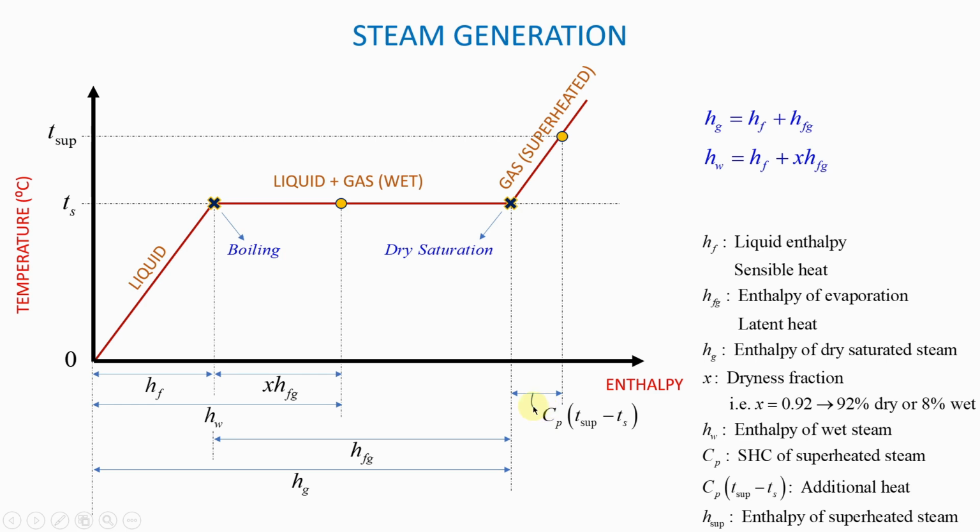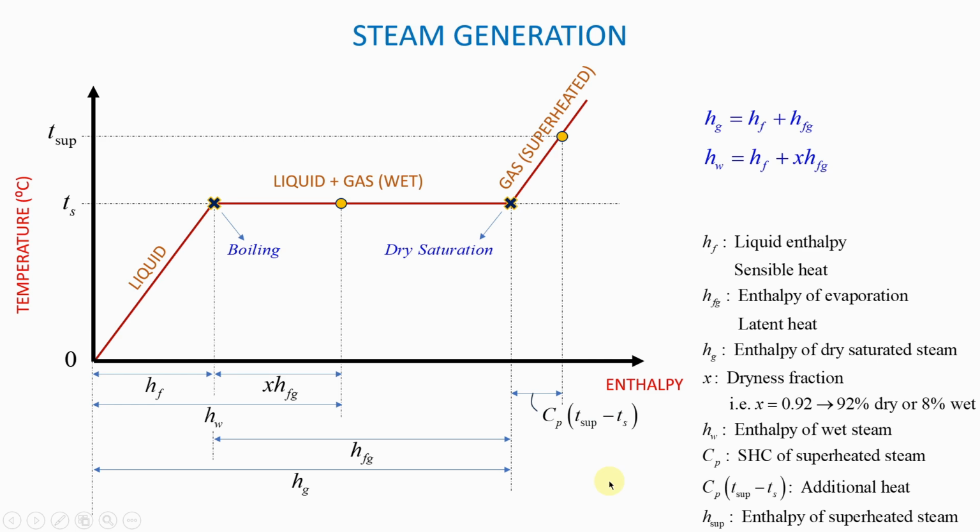And so the heat that is added beyond dry saturation is given by this equation here. Cp that you see is the specific heat capacity of superheated steam. Tsup is the superheated temperature of the steam, and Ts is the saturation temperature or the boiling temperature, okay? And so the heat that is added beyond dry saturation is Cp multiplied by Tsup minus Ts, okay? This is what it is.